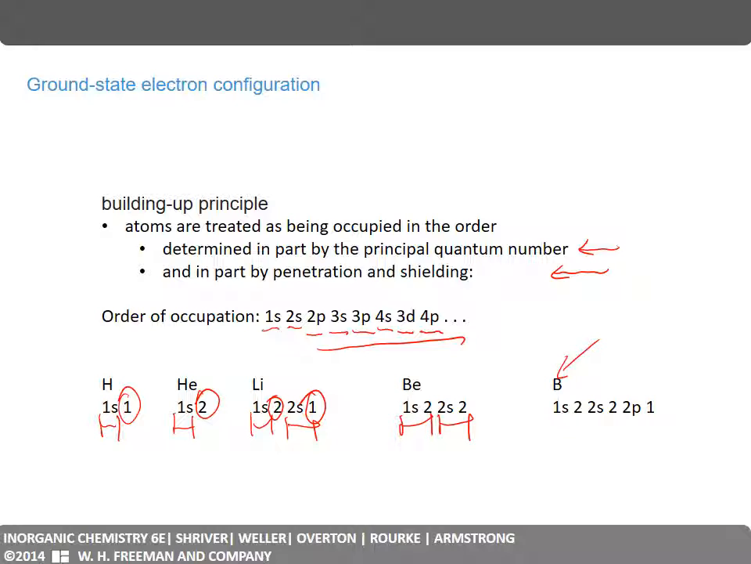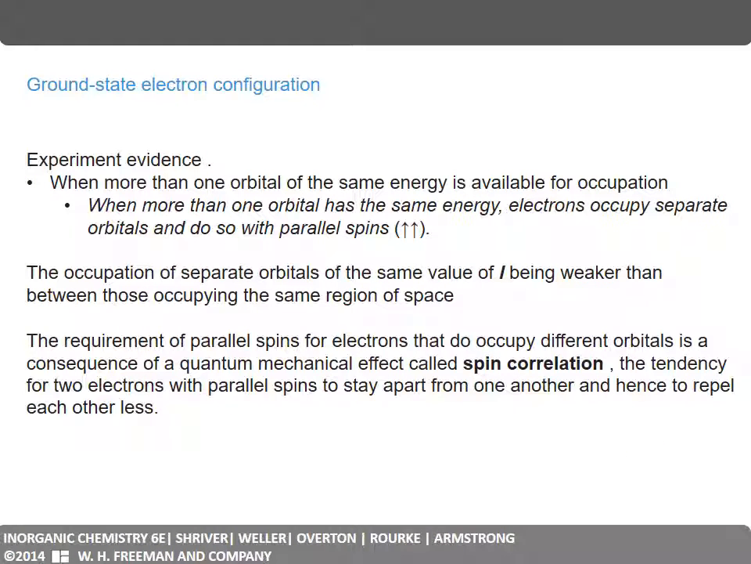Then for boron, we have 1s2, 2s2, and these two orbitals are complete. Then we start filling the 2p orbital. We'll keep filling this for the next 5 elements up until we have 1s2, 2s2, 2p6. We have experimental evidence that shows that the above is accurate.